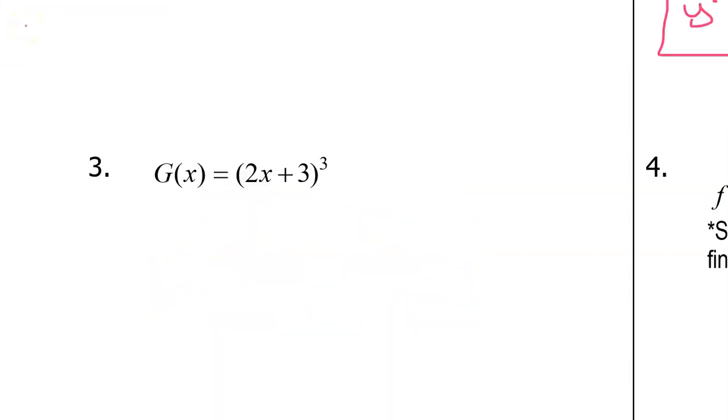Number 3, here comes the chain rule again. G prime will equal, first we take the derivative of the outer function. So the 3 comes to the front. We reduce the power by 1. And we leave the 2x plus 3. But because we have this inner function, we must multiply by the derivative of this inner function, which will just be 2.